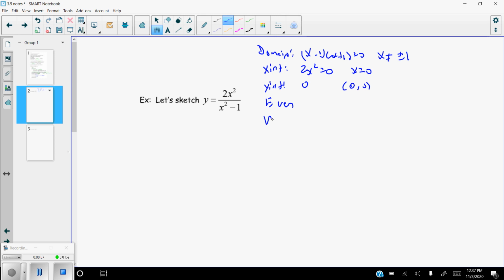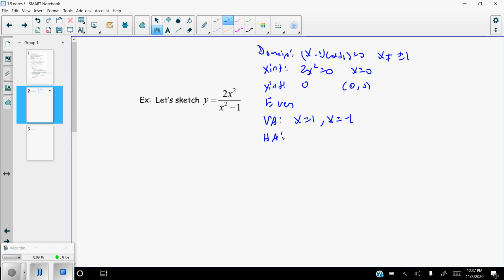Vertical asymptotes. We have done this several times. Vertical asymptotes kind of go with your domain. What makes the denominator 0? Those are going to be your vertical asymptotes. So in this case, it's x equals 1 and x equals negative 1. Remember that they are equations of lines, so you must write the x equals.